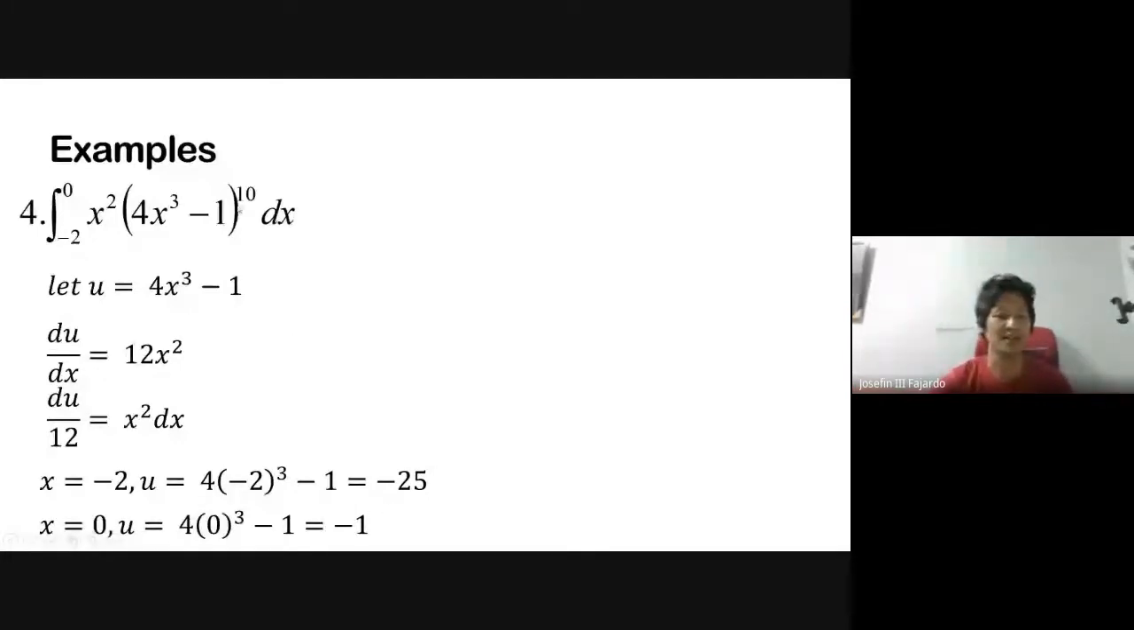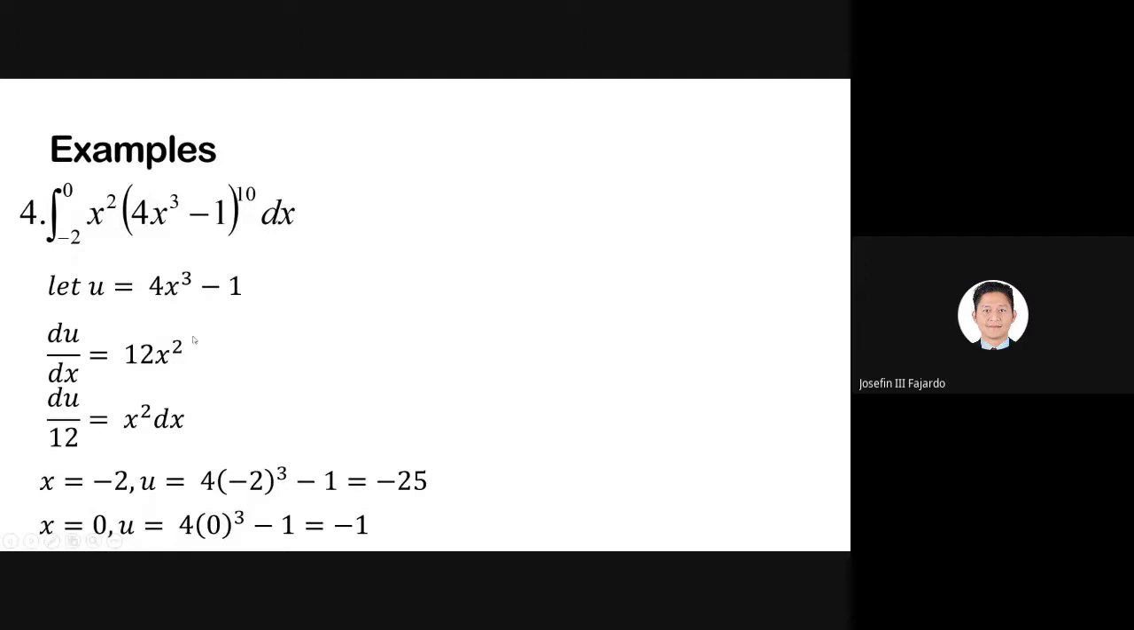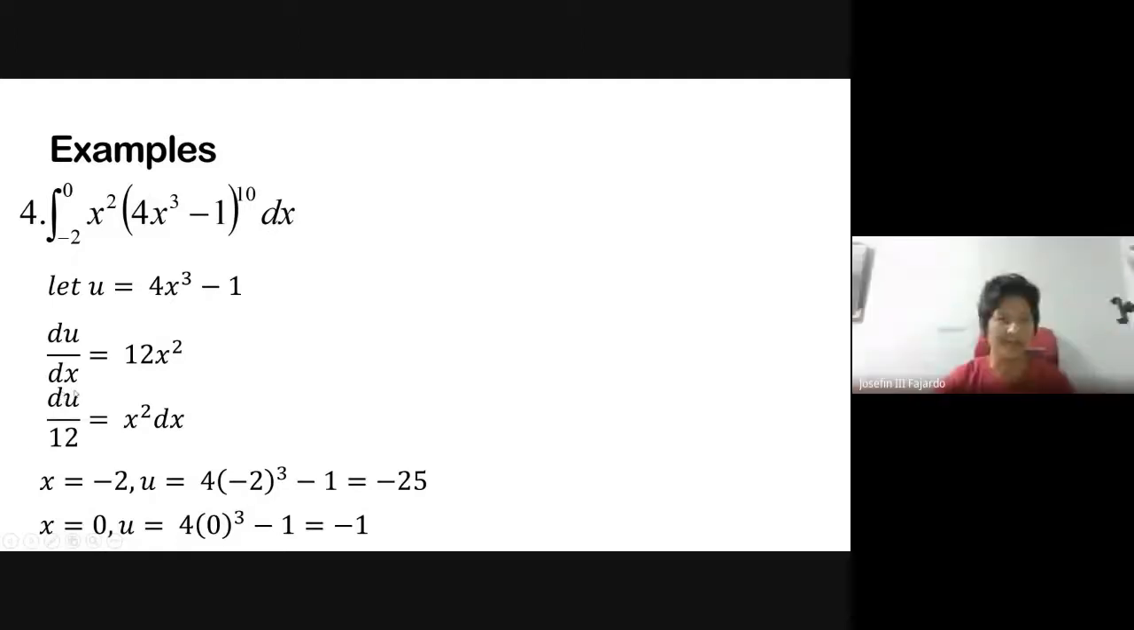So, ito, 4x cubed minus 1 ay u, pwede natin palitan ng u. And then x squared dx is just du over 12. And then the new bounds, negative 25 and negative 1. So, we have this. Okay?